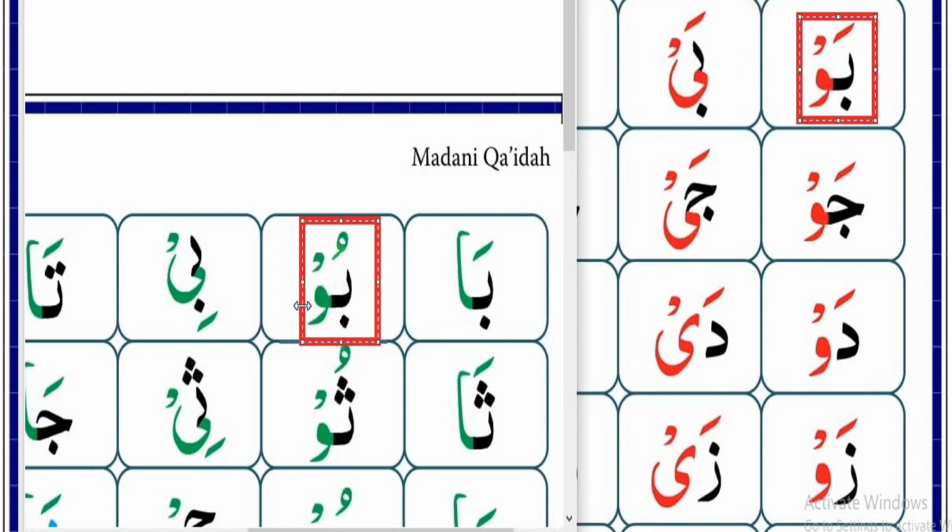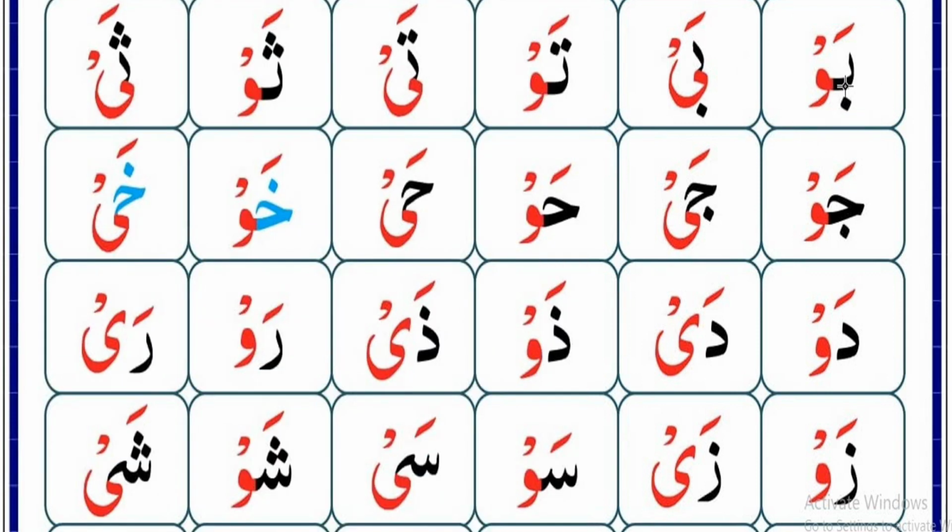So Waw Sakin sometimes has a Dhamma before it, and sometimes it has a Fatha before it. If it has a Dhamma before it, it is called Waw Maddah, and the same letter Waw Sakin, if it has a Fatha before it, like it has here, it is called Waw Leen.